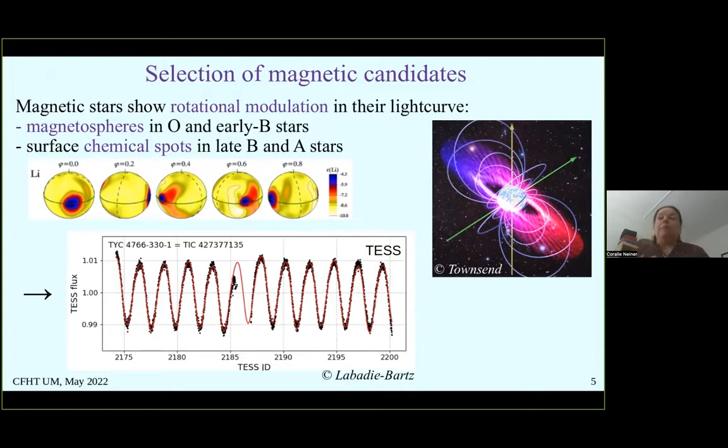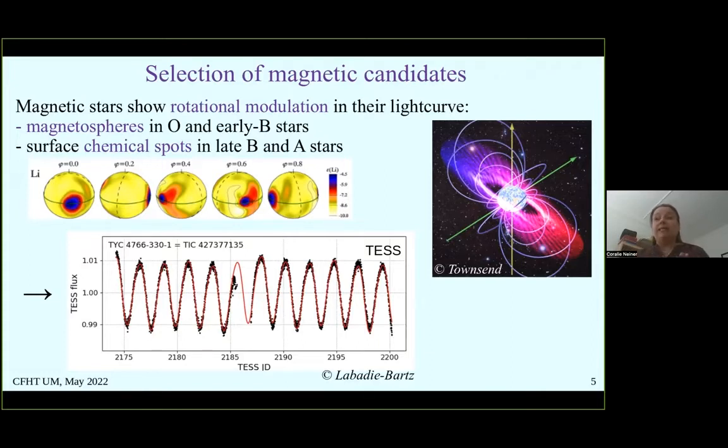For the cooler B stars and the A stars, what we see are chemical spots at the surface. They come from the presence of the magnetic field inside the star. There are diffusion processes that create patches of overabundances or underabundances of chemical elements.